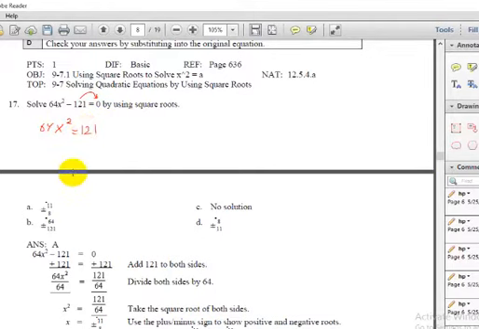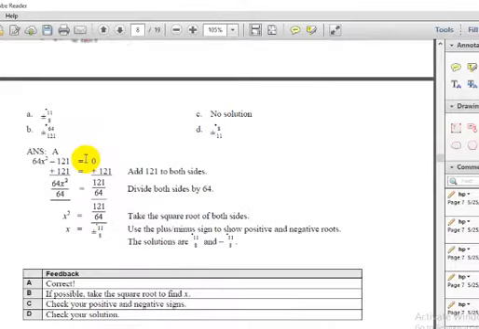Okay, very good. What am I going to do with the 64? I'm going to move it to the other side with divide. So 64 will be divided. So x power 2 equals 121 divided by 64.